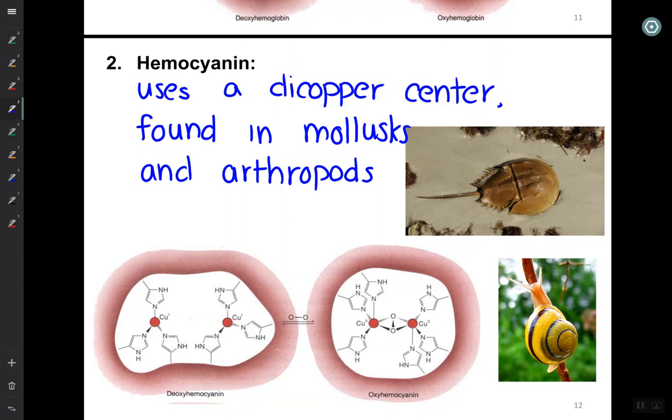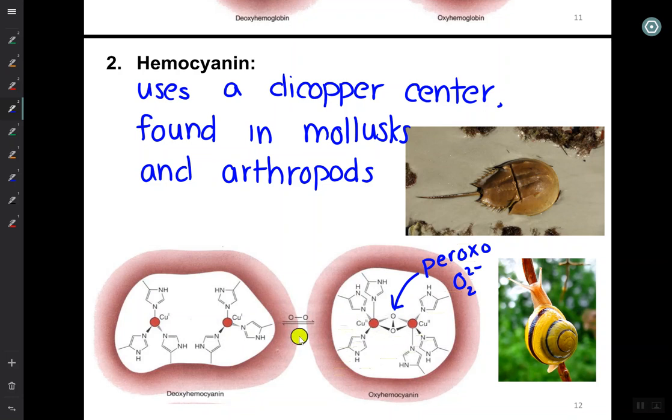So this active site is very different from hemoglobin. The two coppers are in the reduced form, the copper 1 state, and you have lots of imidazole side chains supporting the metal center. When O2 binds, it actually reduces the oxygen to the peroxo, which is 2-electron reduced. So now it's O2 2-, and the electrons are coming from copper. So now copper is oxidized to copper 2.